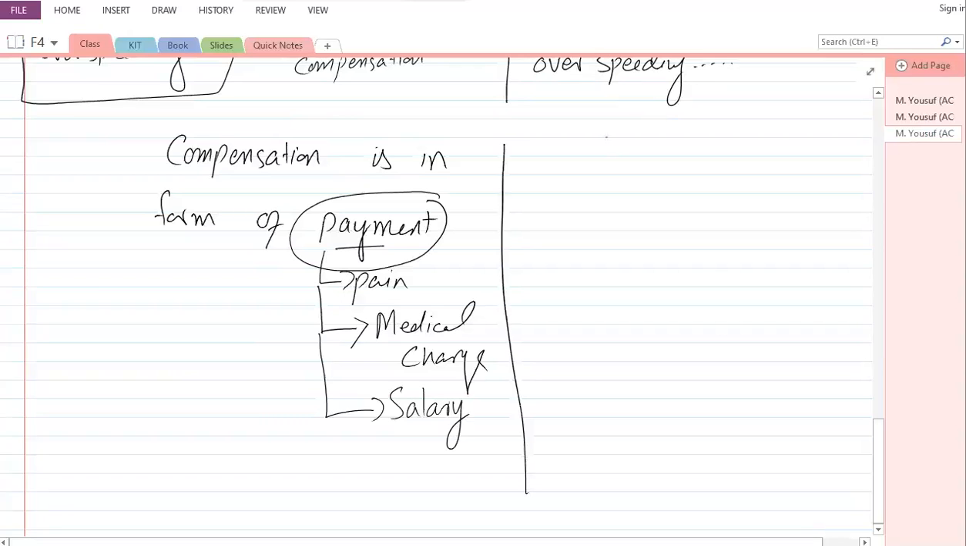Whereas in criminal law, the remedy is the fine, and in UK it is imprisonment.